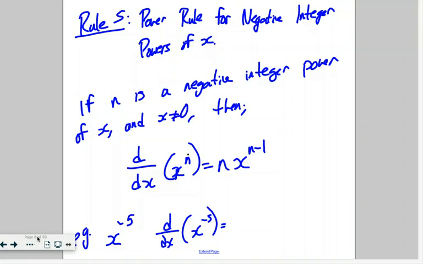So for instance, if our function is x to the power of negative 5, in our derivative that negative 5 is going to come down and get multiplied by the leading coefficient, which in this case is 1. So it's going to be negative 5x to the power of negative 6, because negative 5 minus 1 is negative 6, and that's going to be our function.